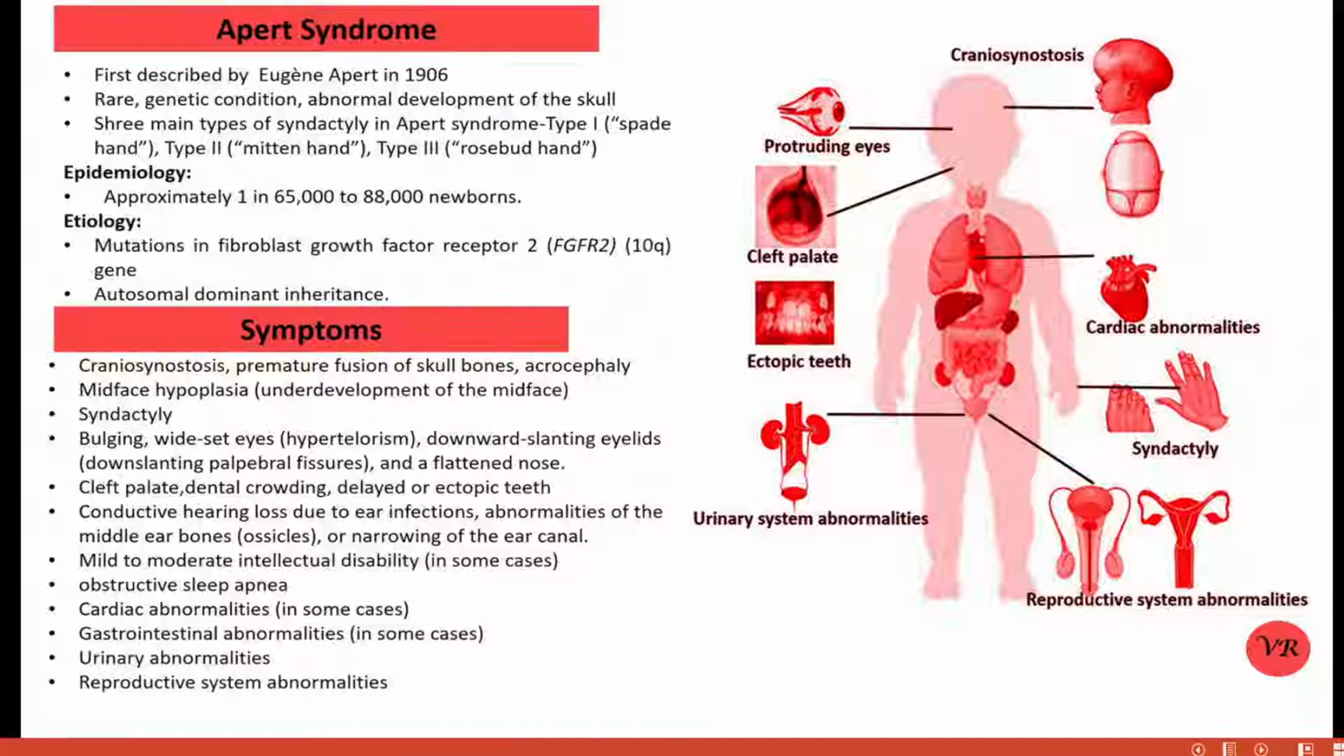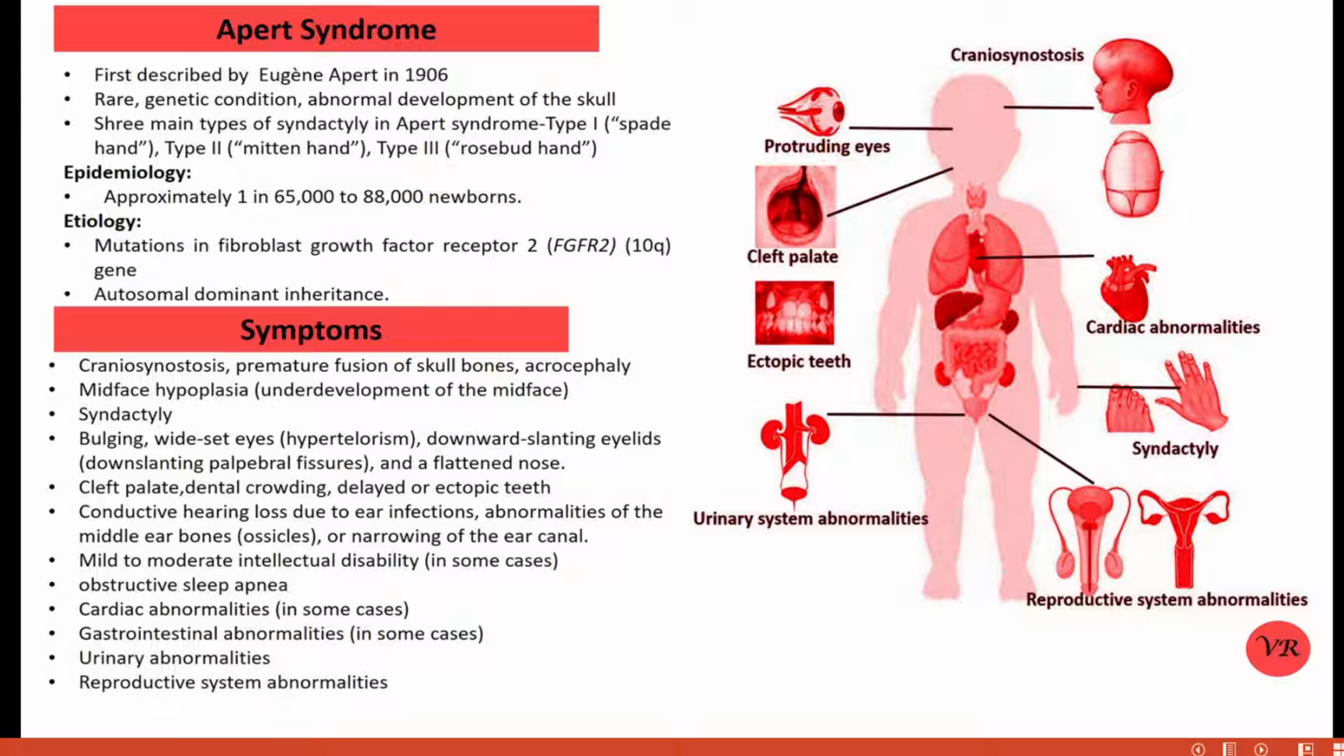FGFR2 gene transcription produces various messenger RNA transcripts of various lengths, about 4.8 kb and 3.1 kb, due to alternative splicing. Exons 9 and 10 are alternatively spliced, producing major isoforms like FGFR2b and FGFR2c, which have different ligand binding properties and functions.